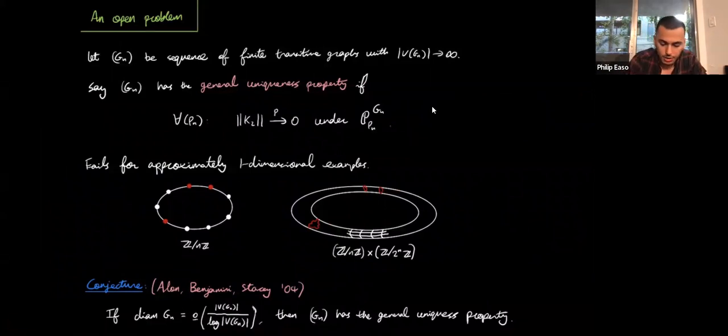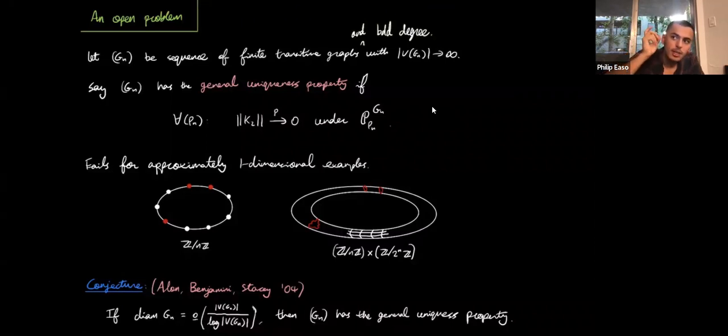So let Gn be a sequence of finite transitive graphs with size going to infinity and bounded degree, as in Benjamini's conjecture. Then we say that Gn has the general uniqueness property if for any sequence of parameters pn, the second largest cluster has density going to 0 under percolation of parameter pn.